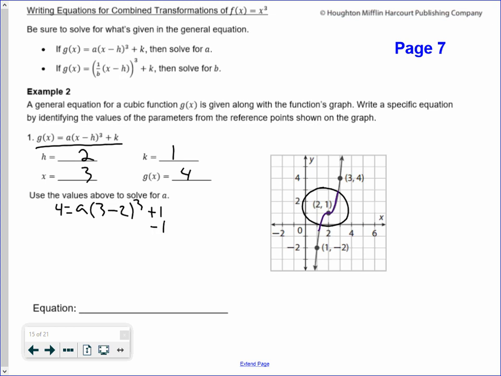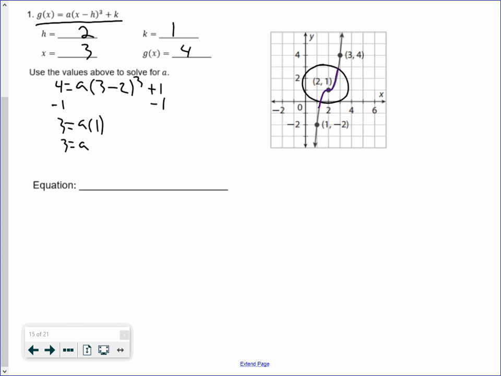So I can subtract 1 on both sides, so you get that 3 equals a times (3 minus 2), which is 1, and 1 cubed is just 1. So really just a equals 3. So it's as easy as that. You have your a value now, and we're just going to plug it in. So g of x equals my a value 3 times (x minus my h value 2) all cubed, plus my k of 1.